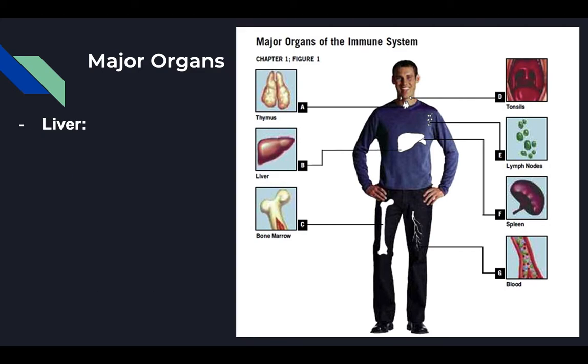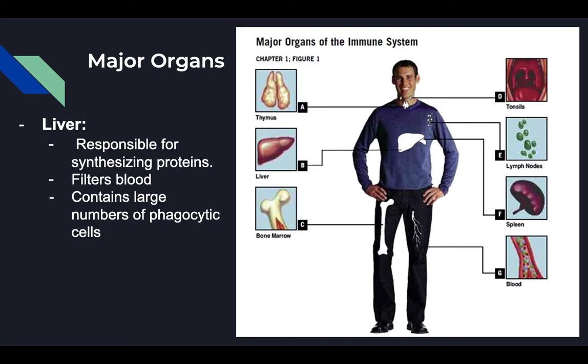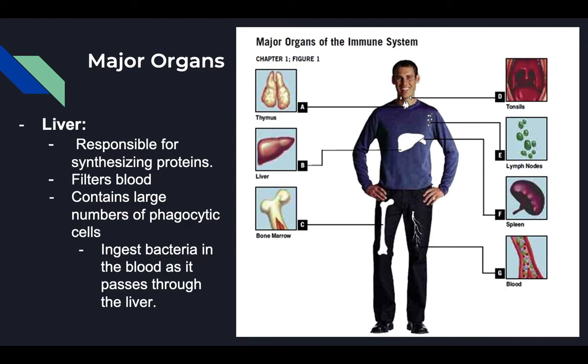The liver. The liver filters the blood, and it's responsible for synthesizing proteins. So it has a lot of phagocytic cells, and that's because the blood travels through the liver, so it's good to have cells that will recognize when something doesn't belong.